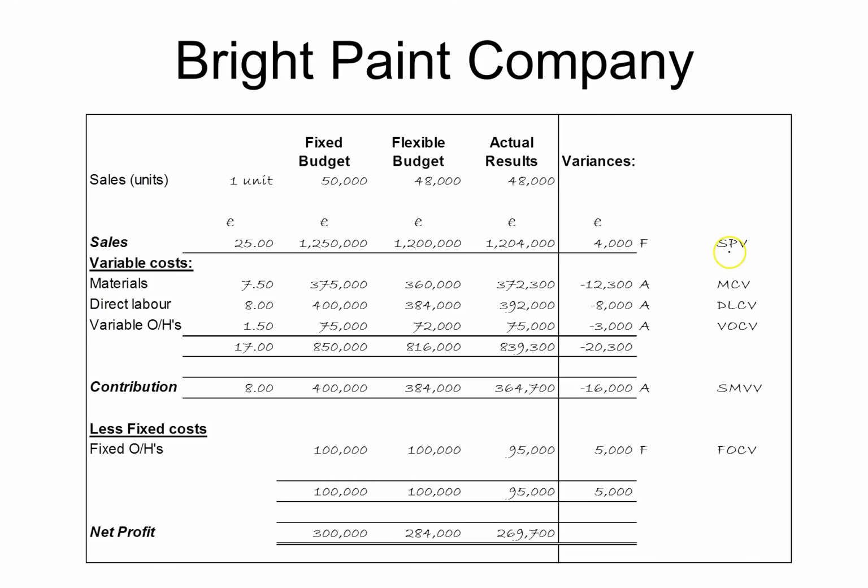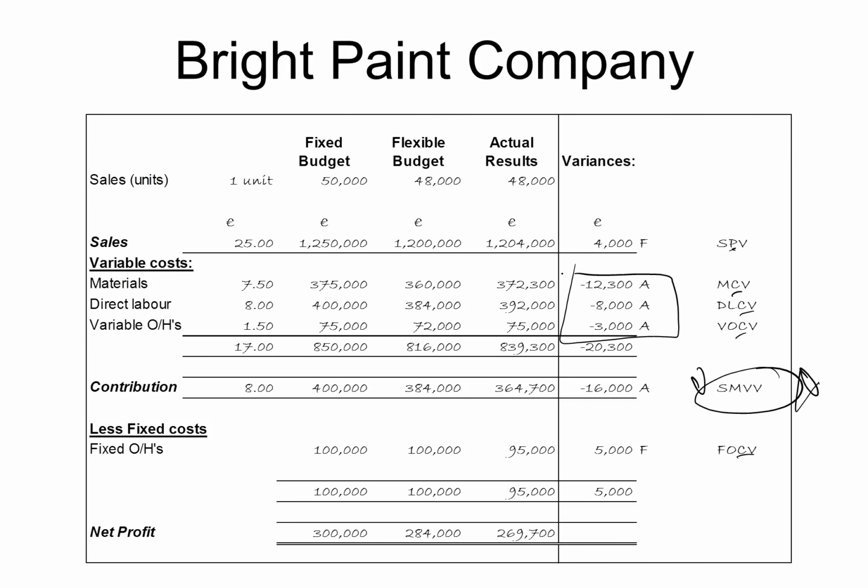And a little notation here. So price variance, cost variance, fixed overhead cost variance, and then this here is our volume variance. So what we're going to do now is take the variable cost variances, these three variances here, and analyze them a little bit further.